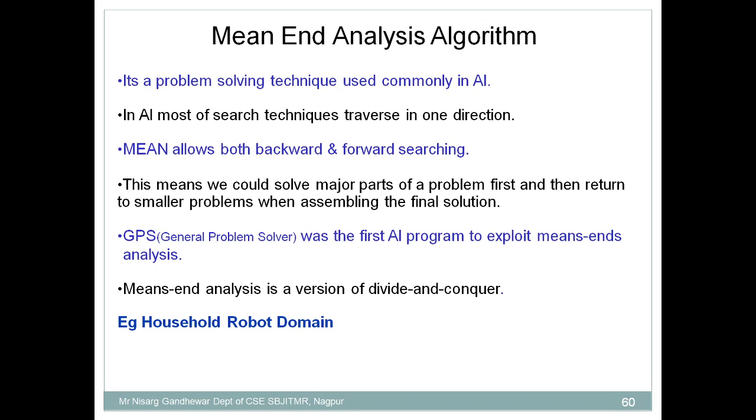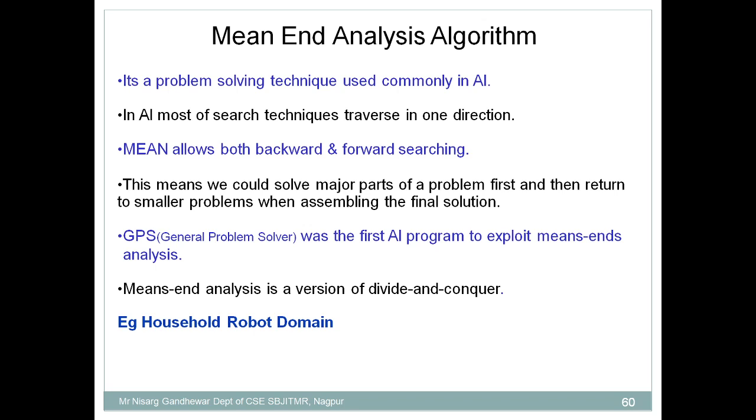By using this we could solve major parts of a problem. The mechanism is that we need to solve some major parts of the problem first, and then we come back to solve the smaller problems, and then we assemble the solution. This is the major mechanism involved in means-end analysis. Just like in the divide and conquer strategy, we first divide the problem into a number of subproblems, individually solve them, and then combine the solutions.